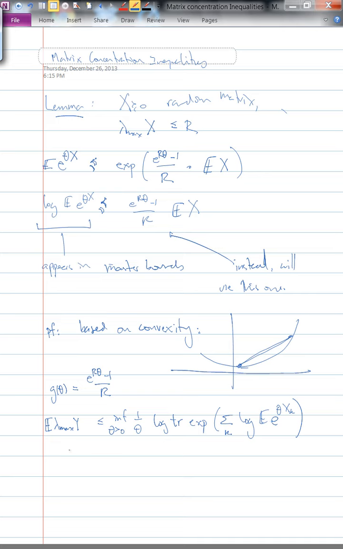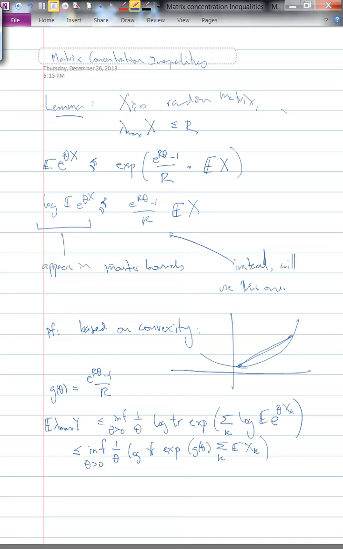So the lemma tells us that this in turn is less than or equal to, note that these inequalities are now the usual ordering for real numbers, the infimum of 1 over theta log trace exp of g of theta times the sum of the expected value of X_k. So I've just used the lemma and then the linearity of expectation to pass the summation, to pull g of theta out. Sorry, just the linearity of summation there.